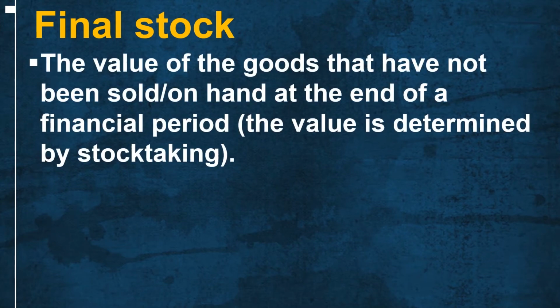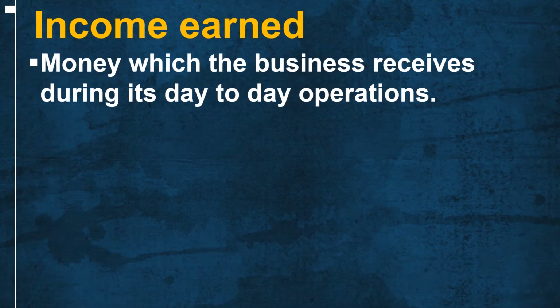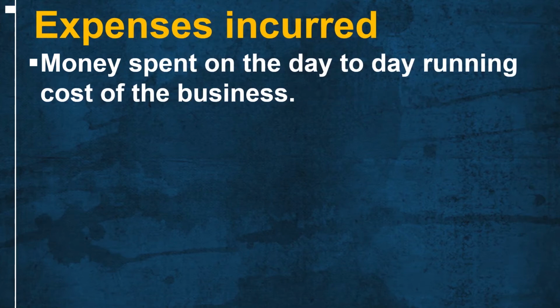We move on to final stock. The value of goods that have not been sold or on hand at the end of the financial period. The value is determined by stock taking. Income is money which the business receives during its day-to-day operations. Expenses incurred, money spent on the day-to-day running cost of the business.